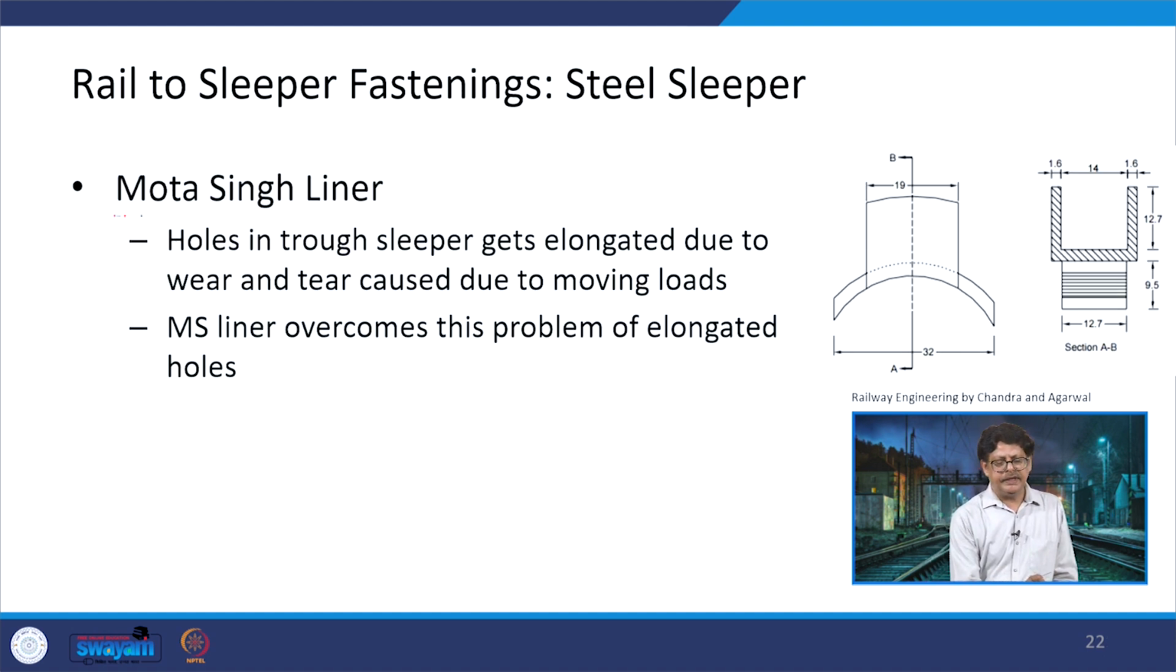One other thing which is used on steel sleepers is a Mota Singh liner. This name, Mota Singh, was of an employee of the Indian Railways, who found that there were problems in terms of elongation of the holes in the through sleepers, and a lot of wear and tear was being caused by the moving loads. He looked at that particular problem and devised a design, and that design has been given his name, the Mota Singh liner.